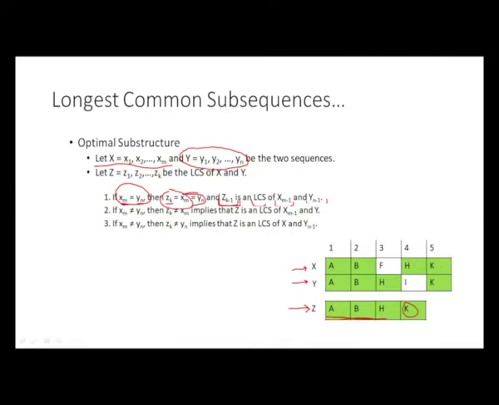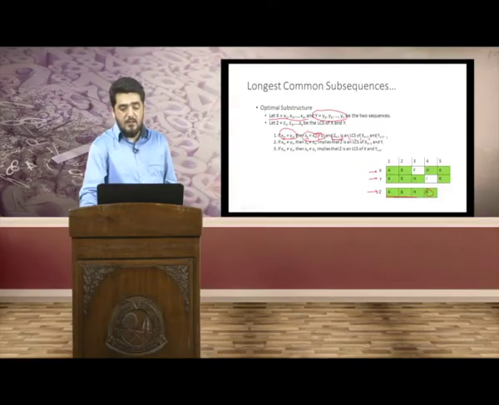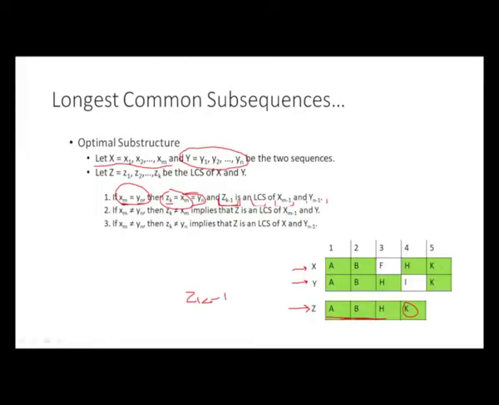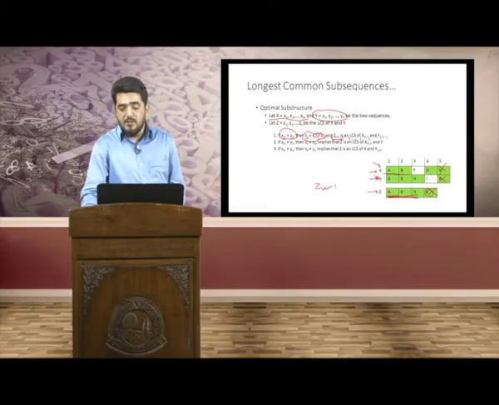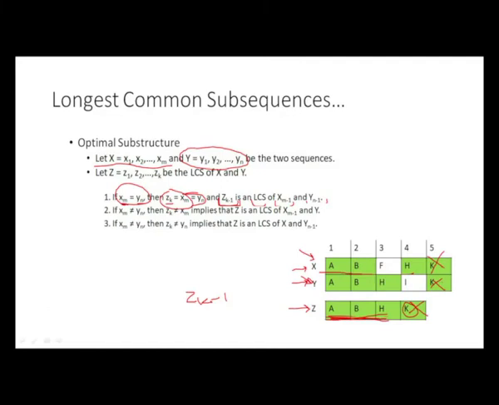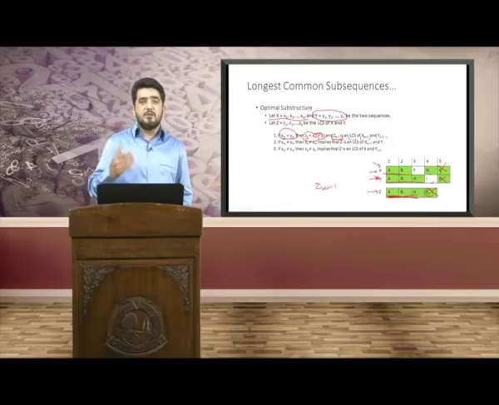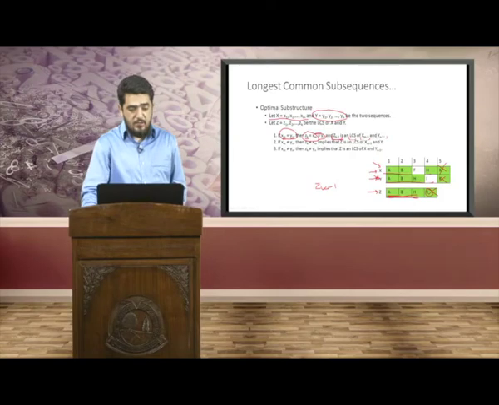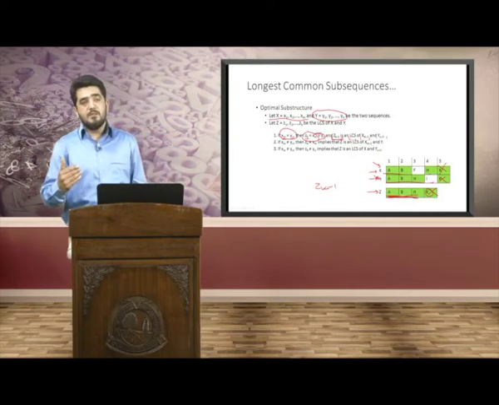Now this remaining portion I'll represent as zk minus 1. It will be a longest common subsequence of the input sequence x minus the last character and the input sequence y minus the last character. So the remaining subsequence here will be the longest common subsequence of this portion of the one input string and another portion of the second input string. I hope it is clear. The first case is clear, when the last character of both the strings matches.